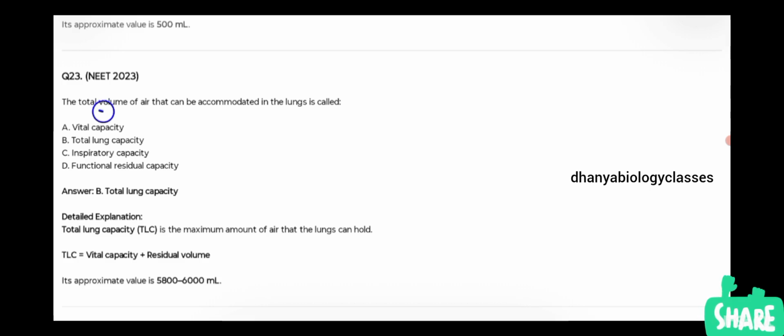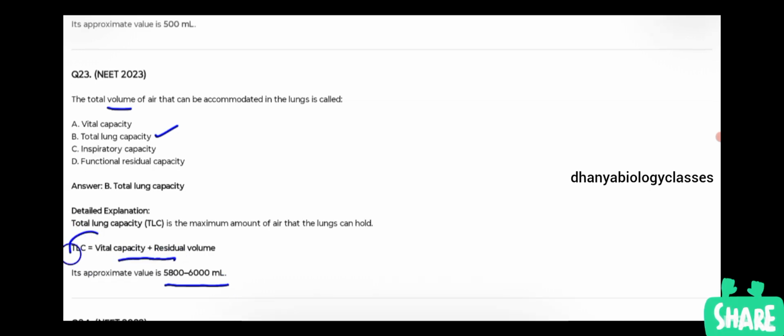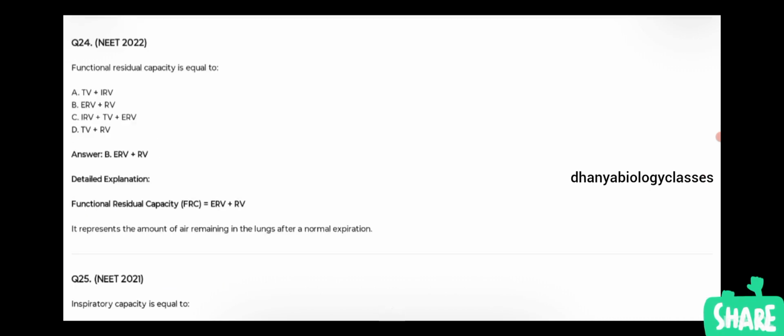The total volume of air that can be accommodated in the lungs is called total lung capacity, which is about 5800 to 6000 ml. That is vital capacity plus residual volume. That is the TLC, total lung capacity. Functional residual capacity is equal to what? ERV plus RV. So option B is the answer.